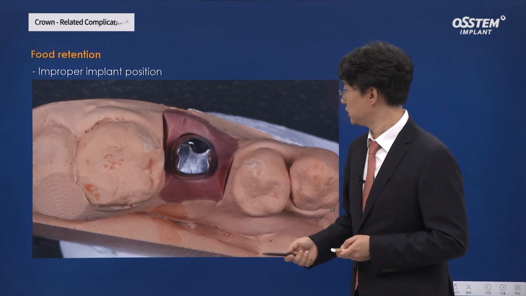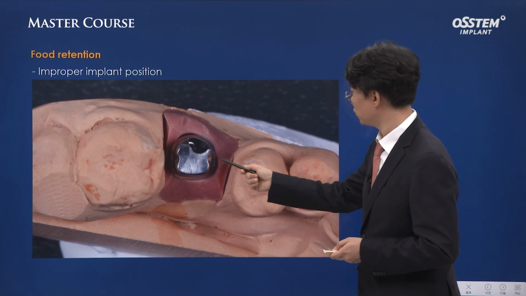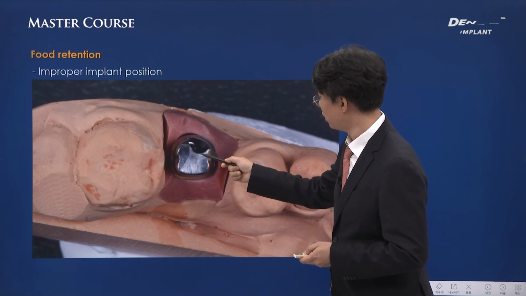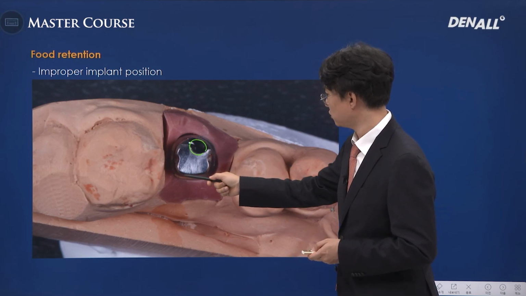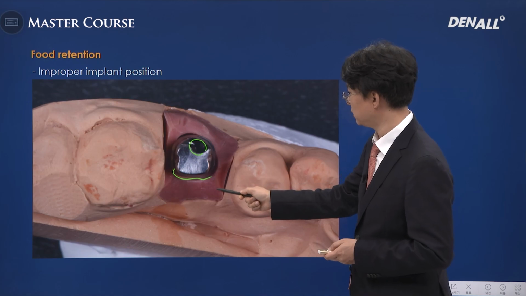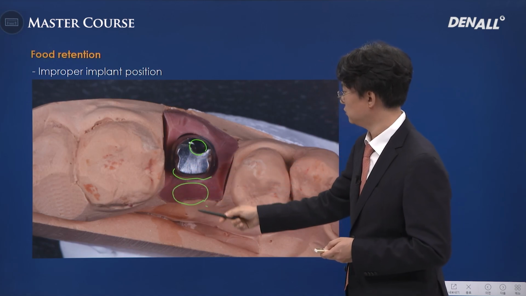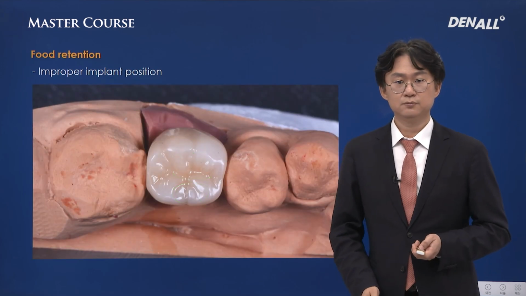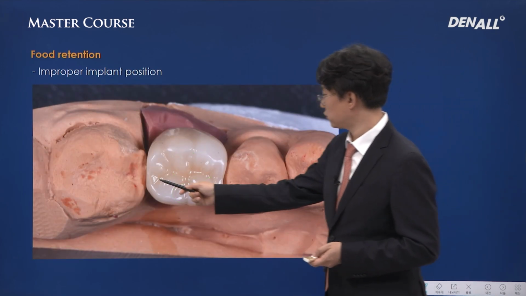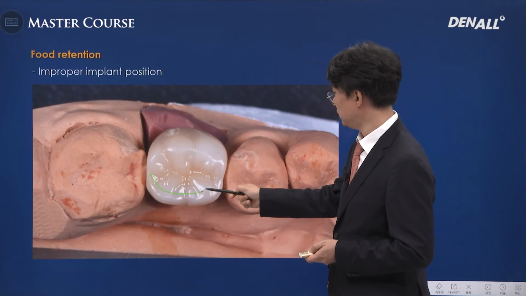So this is not the way to place an implant. We should not create a situation like this. It is too much buccally positioned and the direction is not good. And the cost of abutment is compensating for the situation. But if we make a crown, food can be retained here. Fabricated prosthesis, the contour is too excessive.